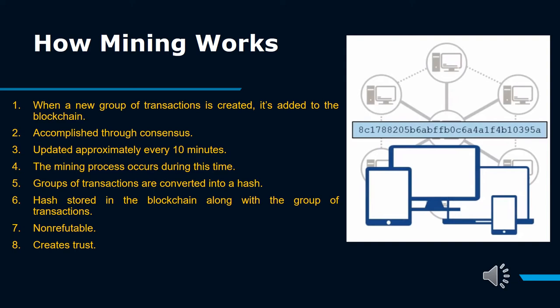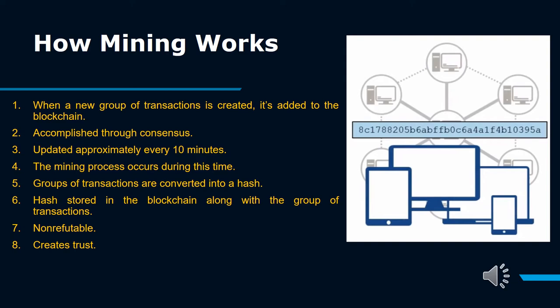When a new group of transactions is created, it's added to the blockchain. This is accomplished through consensus and updated approximately every 10 minutes. The mining process occurs during this time. Groups of transactions are converted into a hash. The hash is stored in the blockchain along with the group of transactions.